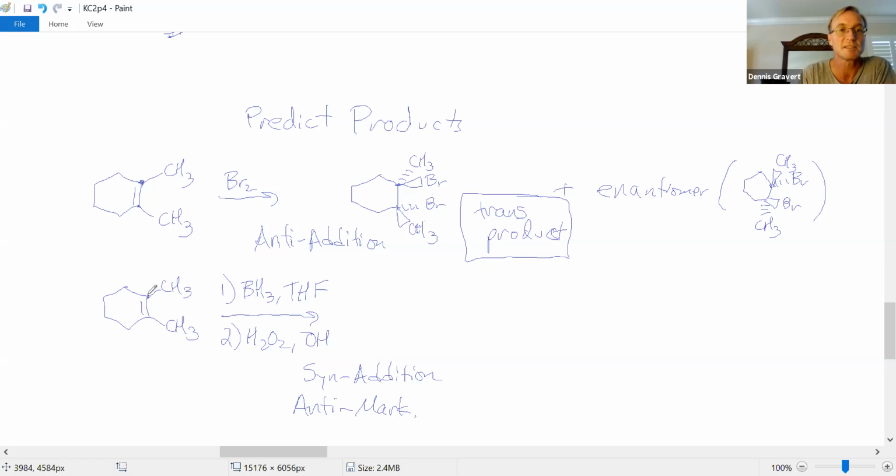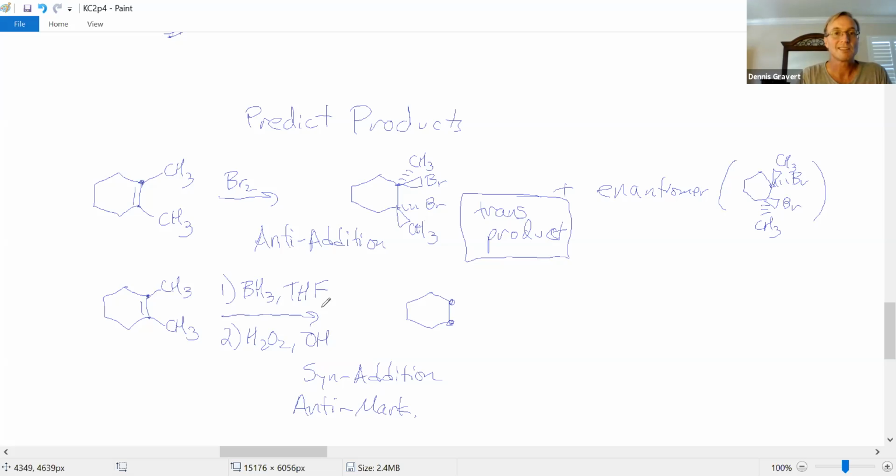How many hydrogens are on this alkene carbon? None. This one? None. So you're going to get a mixture. So I'm just going to draw one of them. Let's pick the alkyl group going to the top carbon. Okay, so the pattern is the pi bond, the double bond, goes to a single.